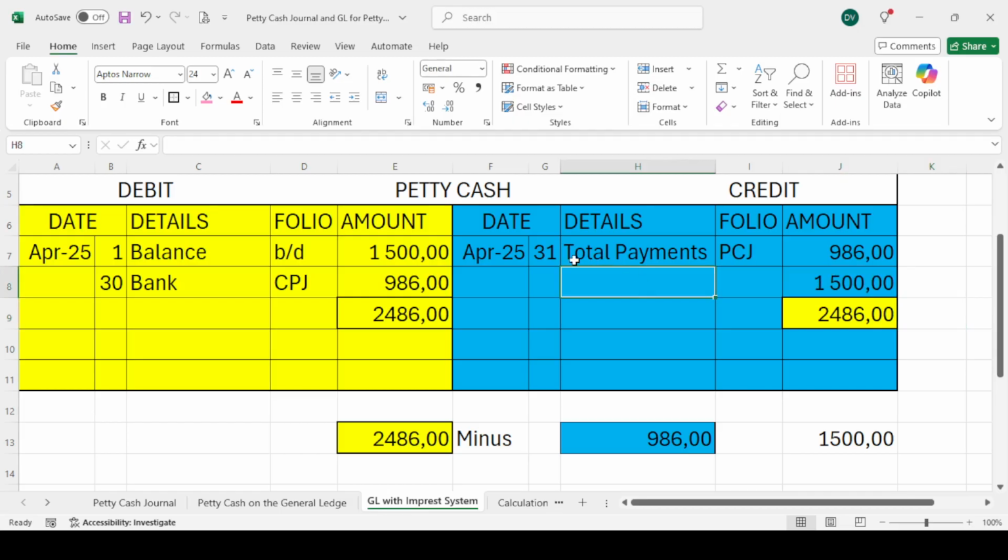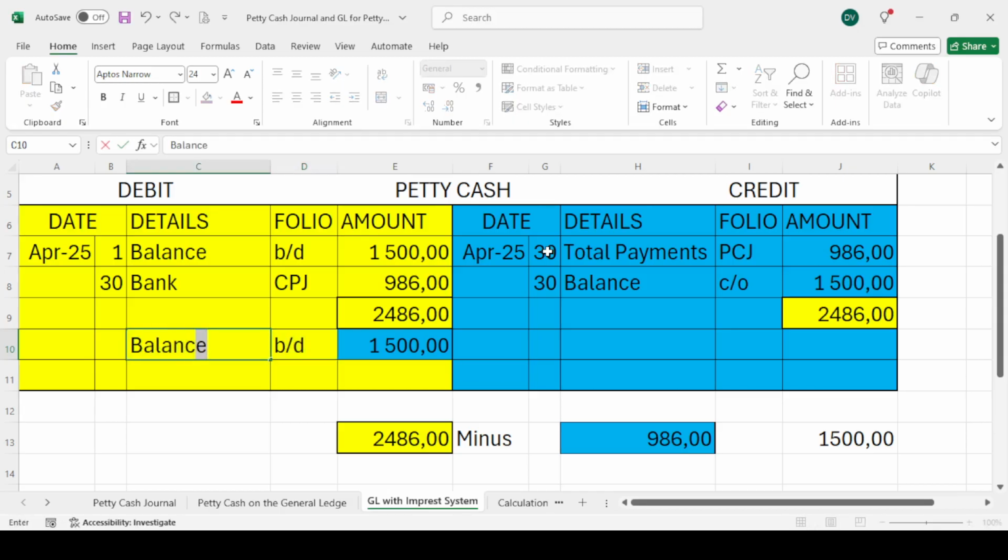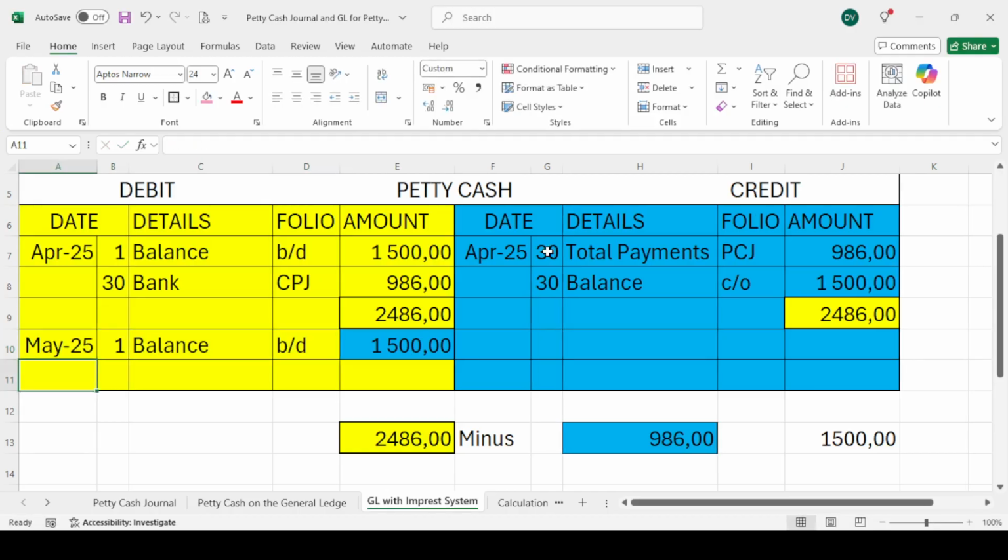What is this amount? It is your balance that also happened on the 30th that you are going to carry over. Okay, you're going to carry it over all the way to your debit side. And that is now the balance that you have brought down on the 1st of the next month, which will be May.